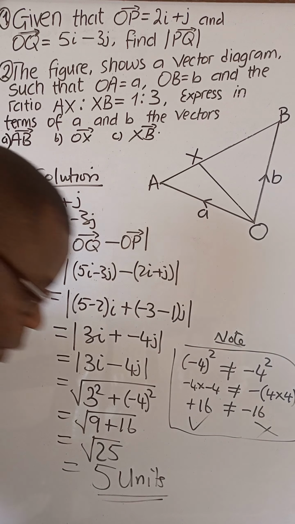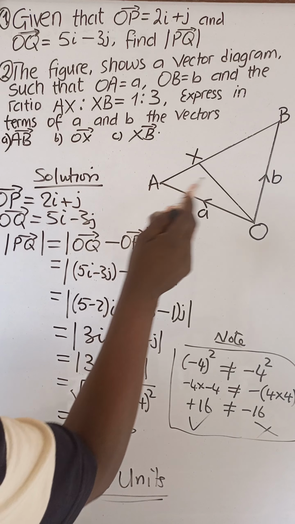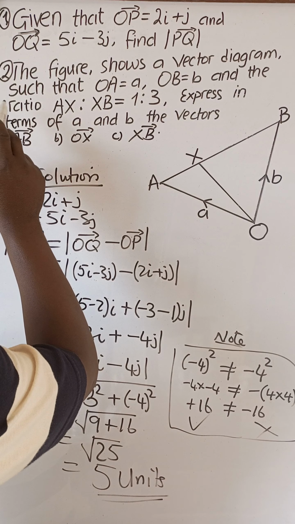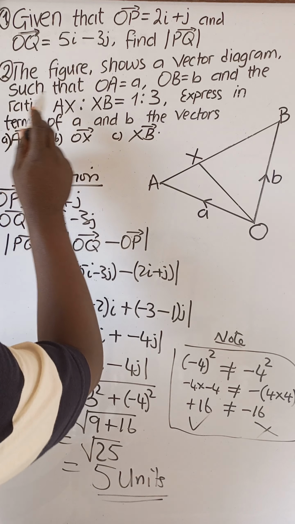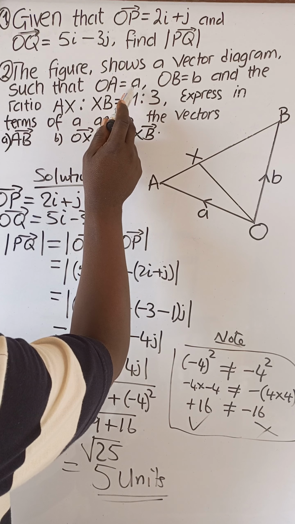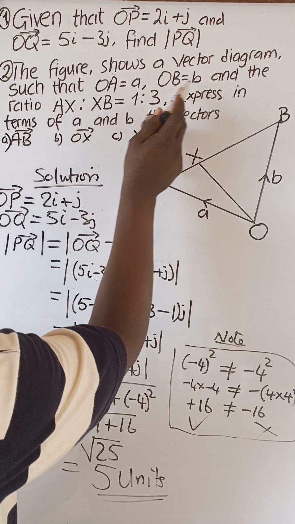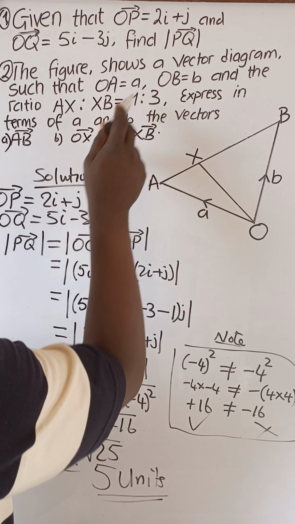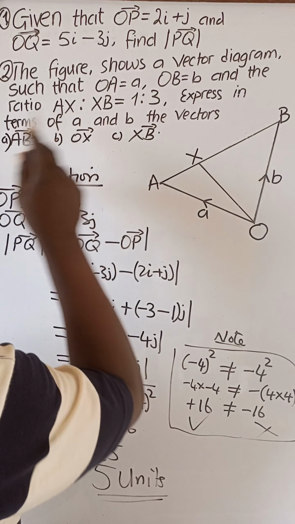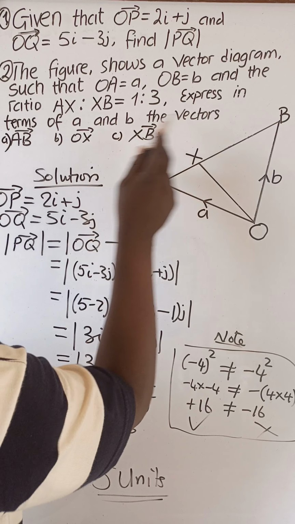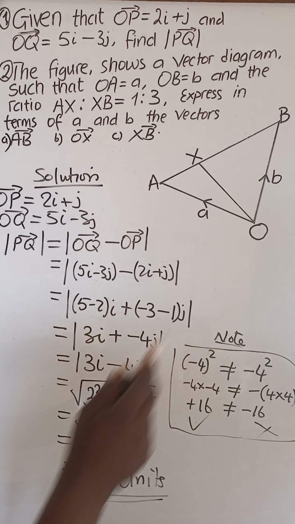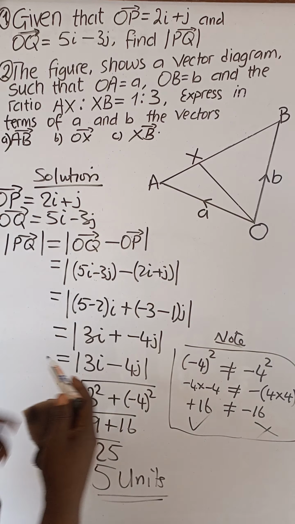Now, let's look at the second question. The second question is based on this vector diagram. The figure shows a diagram such that OA has carrier vector small a, OB has carrier vector small b, and the ratio AX to XB is 1 to 3. Express in terms of small a and small b the vectors AB, OX, and XB. We're going to work using this vector diagram.